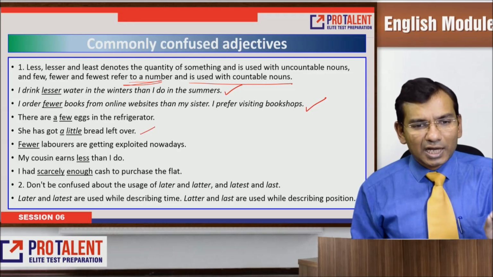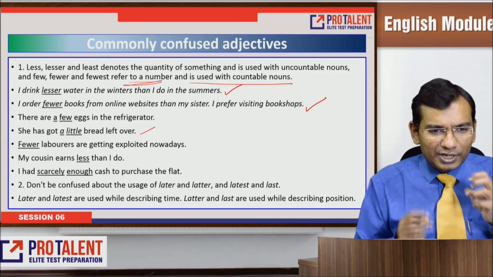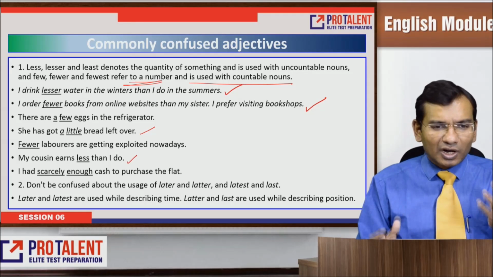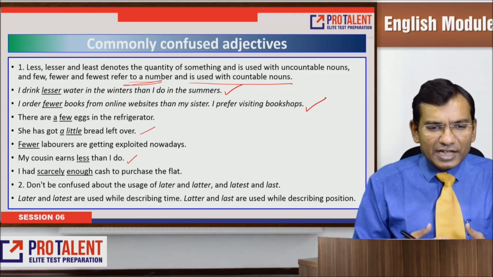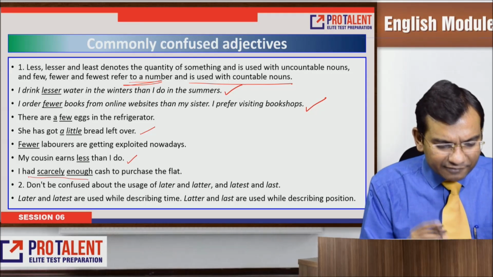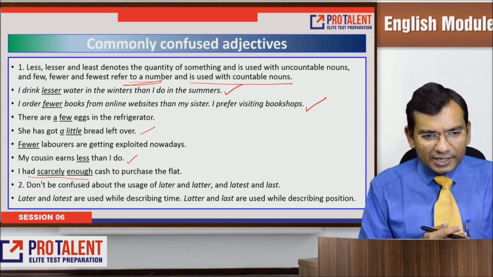Fewer laborers are getting exploited nowadays. So you can count numbers. Okay, my cousin earns less than I do. So that is uncountable here. Okay, I had scarcely enough cash to purchase the flat. I had scarcely enough. So that is also saying that it is uncounted. Okay, चलिए great. आगे बढ़ते हैं.